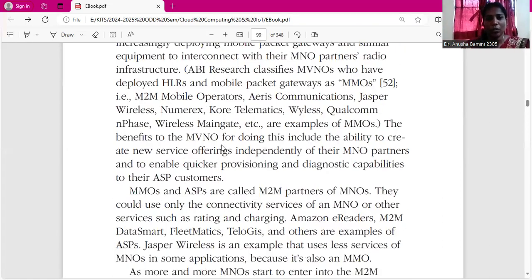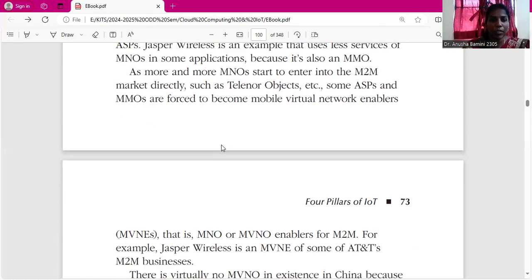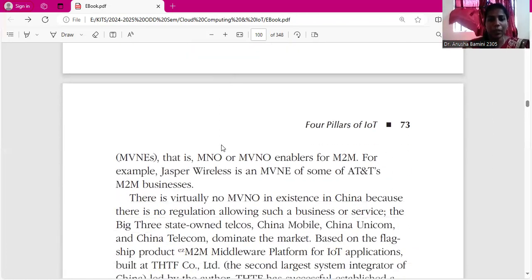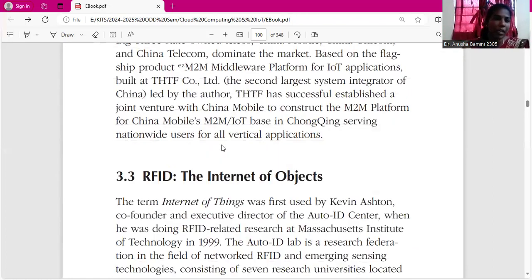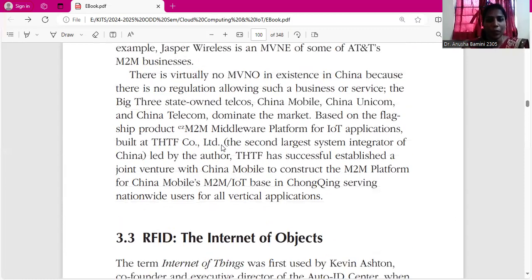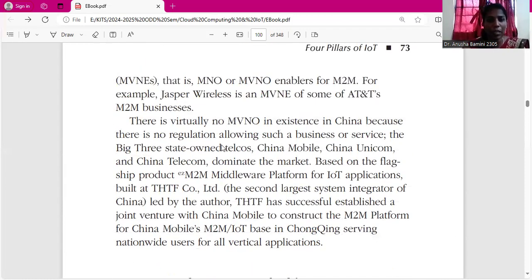So this is about M2M, which means the first pillar of IoT. The second pillar would be RFID, that we will see in the next class.